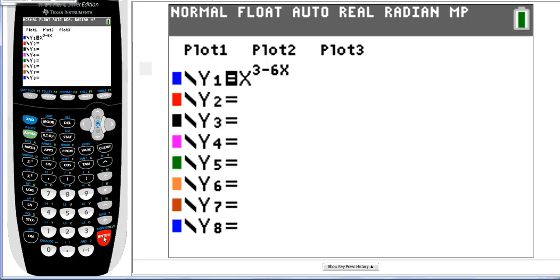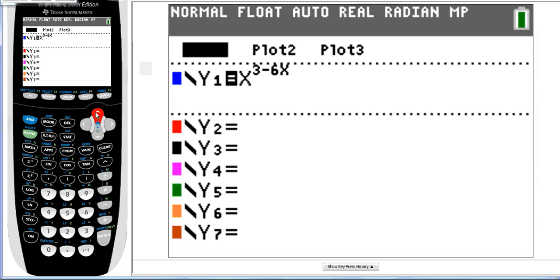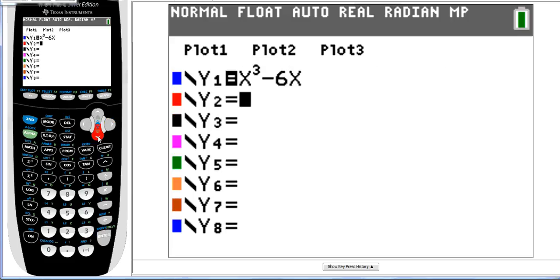Oops, look at that. I forgot to take the exponent off of there. So you know what? I'm going to clear this out and we're going to try again. X cubed minus 6x. There we go. And the other equation was y equals 3x.